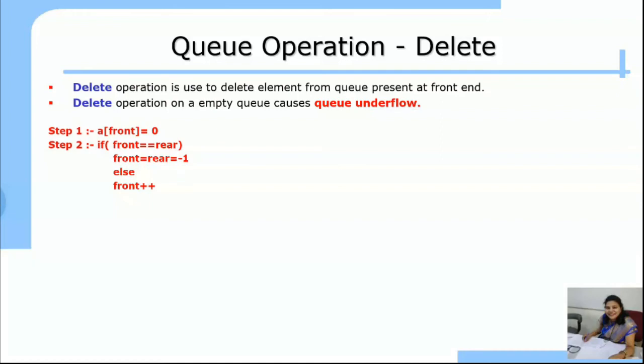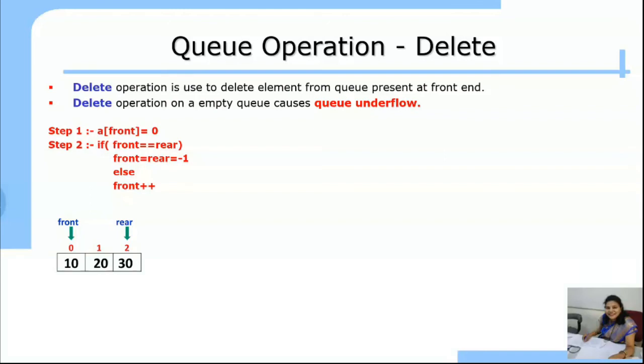So step 1 is a of front is equal to 0, and then if front is equal to rear, front is equal to rear means what? If there is only a single element present in the queue, then front and rear point to that element only, because a single element is the first and also the last element. That's why if front is equal to rear, and you delete that element, your queue will become empty. So if front is equal to rear, then front and rear is equal to -1, meaning this is the queue empty condition. Otherwise front plus plus. So for insert operation we are incrementing rear, and for delete operation we are incrementing the front.